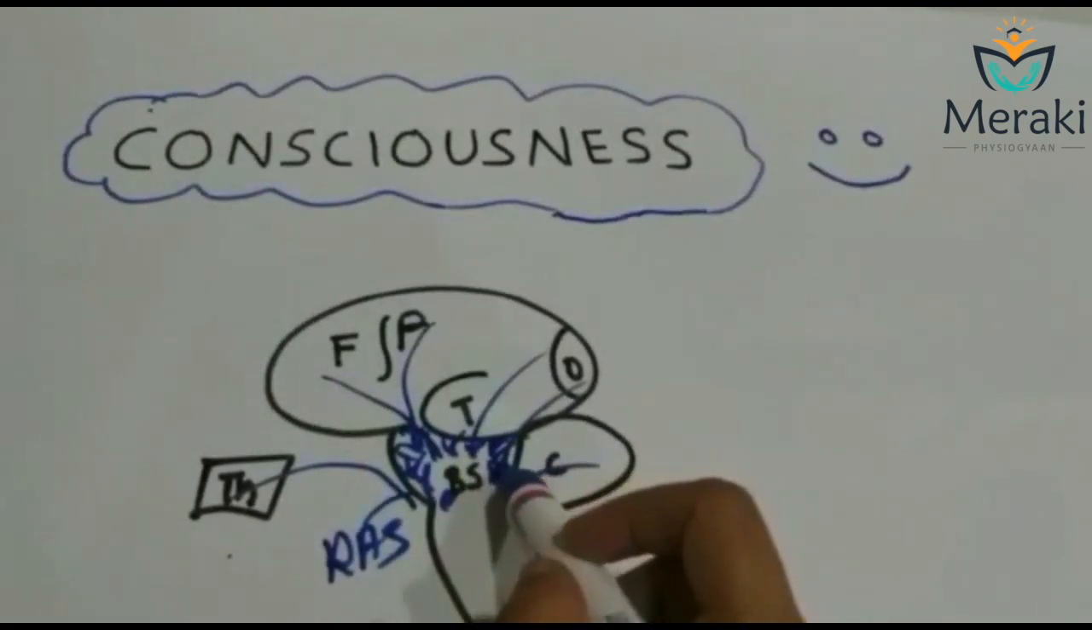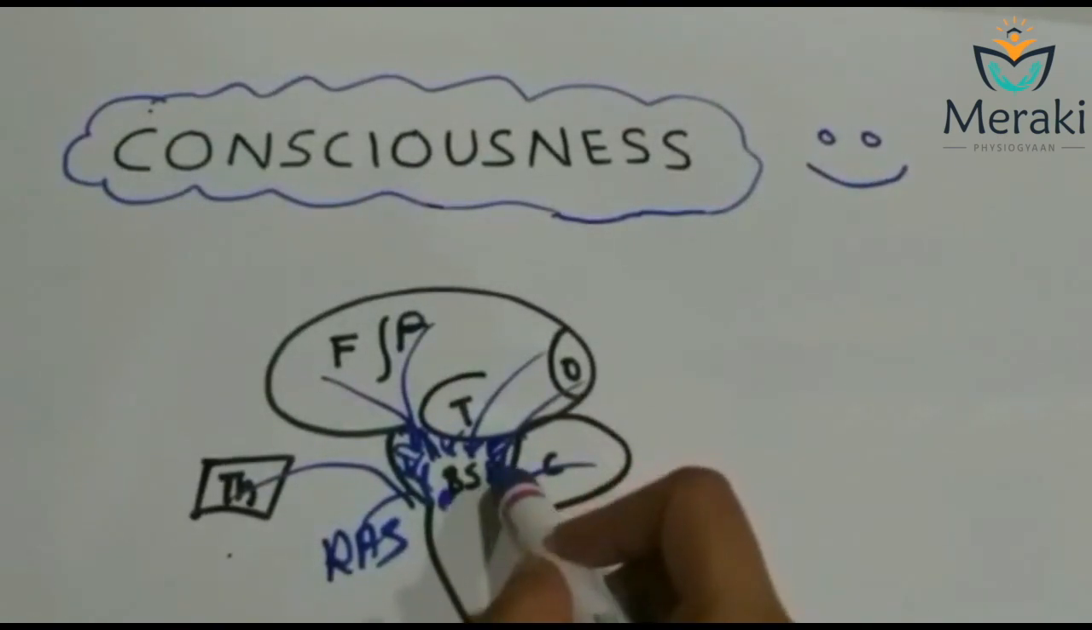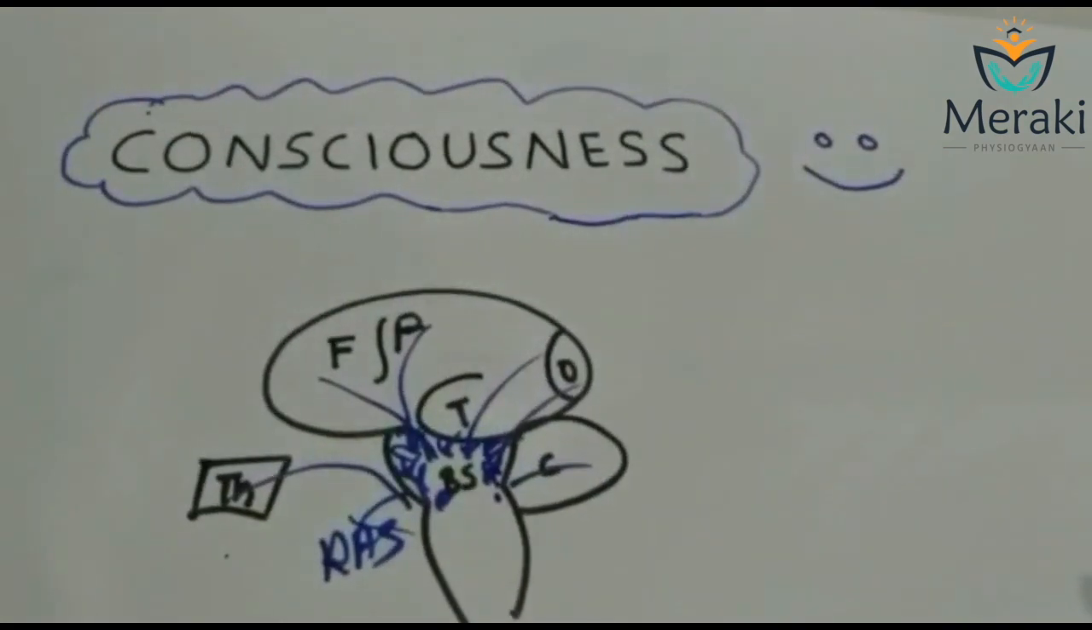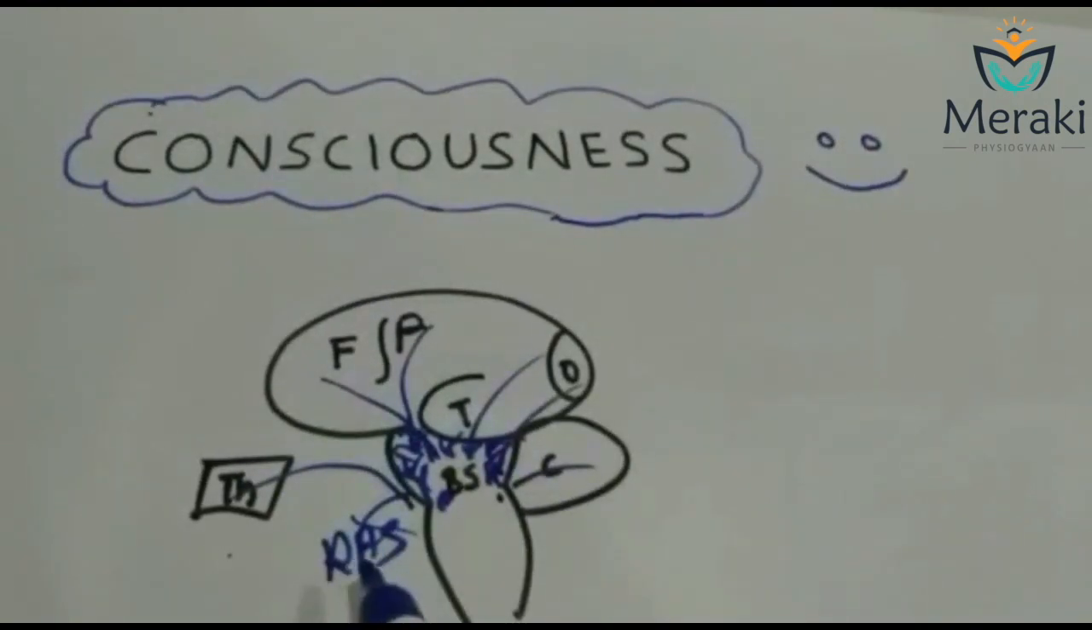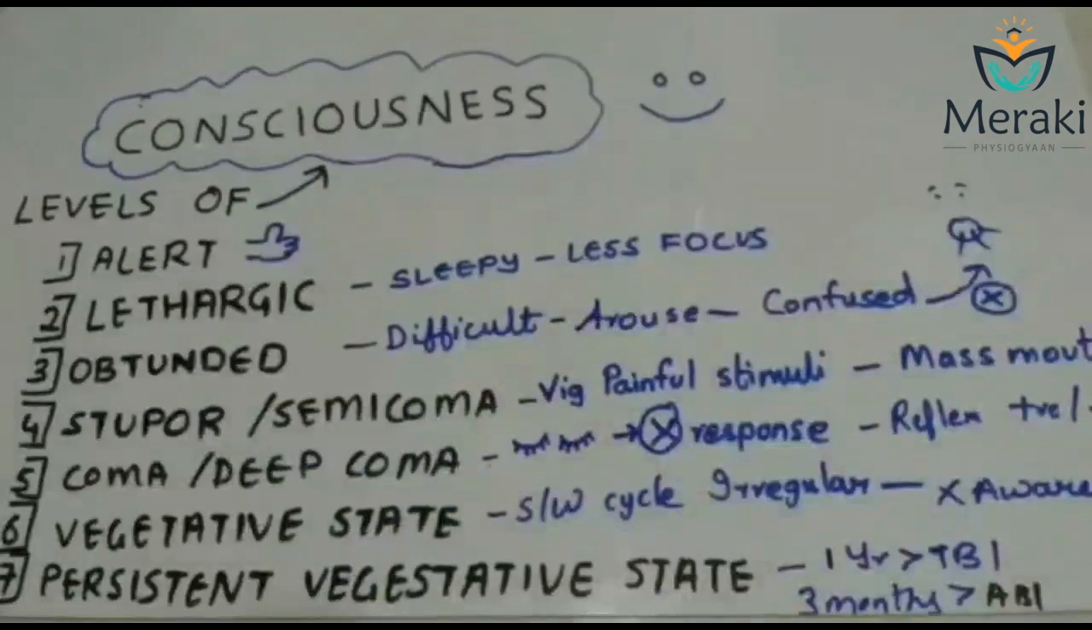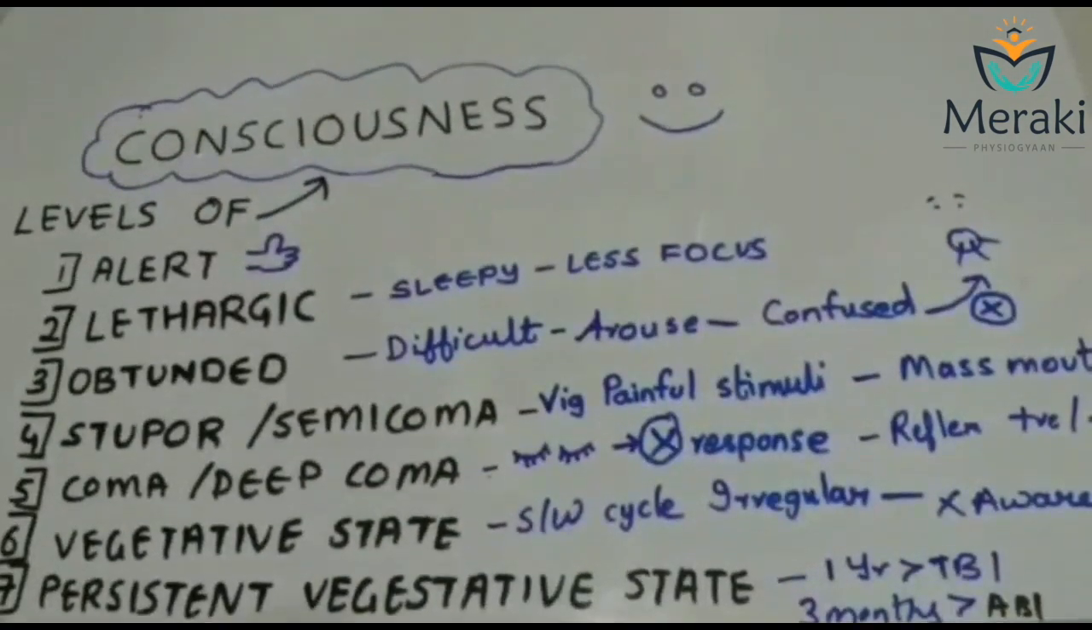there are many cranial nerve nuclei also situated here. So any lesion here will definitely have an impact on the respiration and consciousness of a patient. So the most important thing to know here is the reticular activating system and the brainstem, which are responsible for your consciousness. There are several ways of explaining the levels of consciousness.